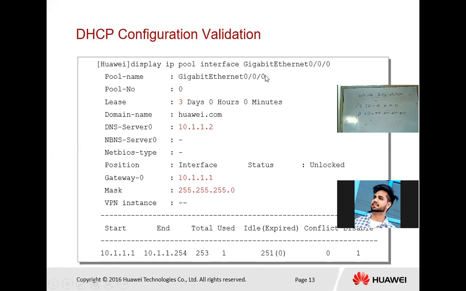Next is DHCP configuration validation. In that case, just type the display command. We already discussed the display command. Simply type display ip pool interface.